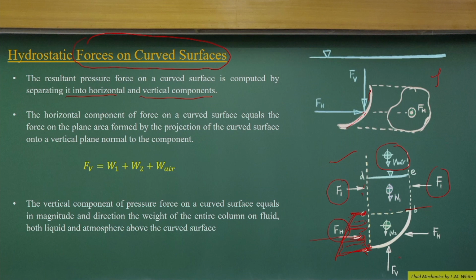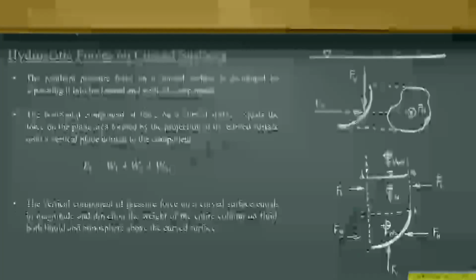In the vertical direction, if you see this diagram, basically the weight of the liquid becomes the vertical component. That is W1, W2 and WR. The vertical pressure force FP will be balanced by the weight of the liquid that we have, and WR can be neglected compared to W1 and W2. So it is very easy to compute: the vertical component of pressure force on a curved surface is equal in magnitude and direction to the weight of the entire column of fluid, both liquid and any fluid above the curved surface. That is what we have said. And what will be the horizontal force component? That will be the force on the plane area, that is, the projection of the curved surface onto a vertical plane normal to this component.